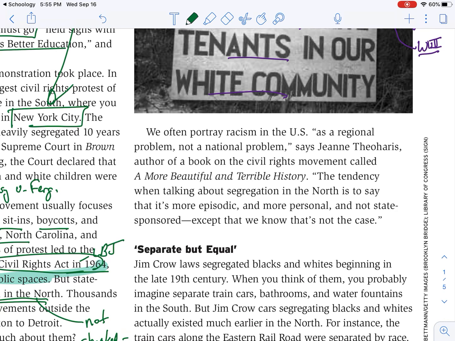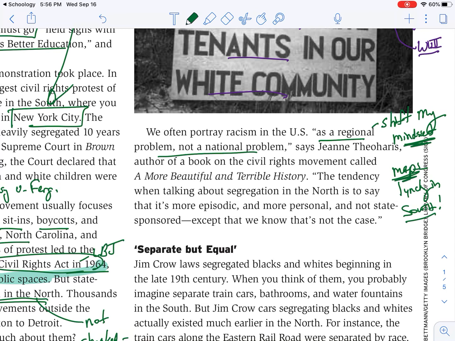We often portray racism in the U.S. as a regional problem, not a national problem. Now, maybe I need to shift my own mindset as I read. Shift my mindset, because I have seen this as an issue in the South. The maps that we've looked at show the lynchings predominantly in the South. So I really got to open my mind and listen closely to what they're telling me about the North.